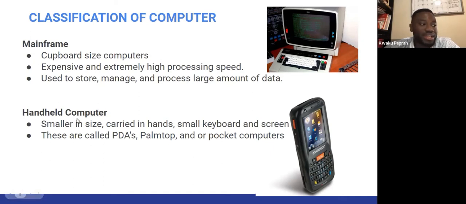And also we had a handheld computer. It is very small in size. It can be carried in hands, with a small keyboard and screen. And an example of that could be a pocket computer, PDA, or Palm Top. This is an example of that. It can be carried around, used in supermarkets, used by engineers, and used by companies to perform any function that they desire.